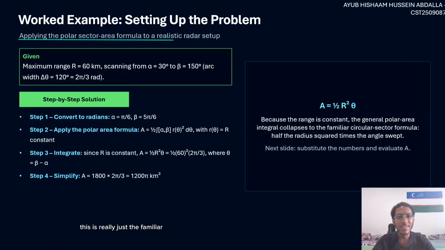This is really just the familiar circular sector area formula, half the radius squared times the angle. Plugging in our numbers, a half times 60 squared times 2 pi over 3, which simplifies to 1800 times 2 pi over 3, or 1200 pi square kilometers, left in exact form. We'll evaluate that on the next slide.